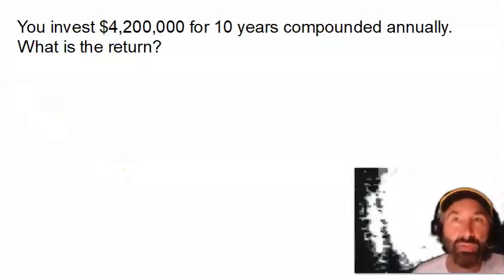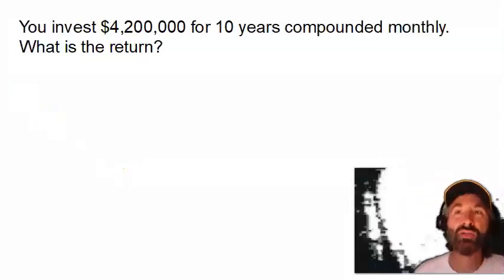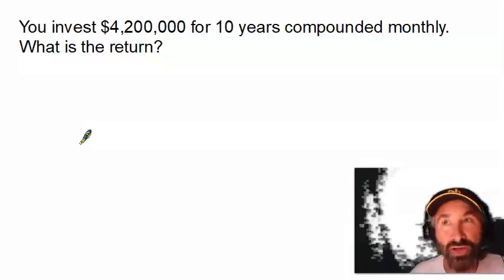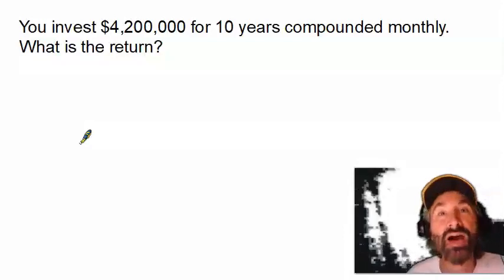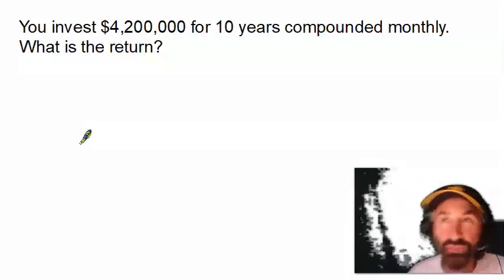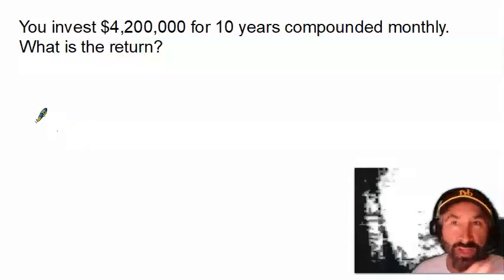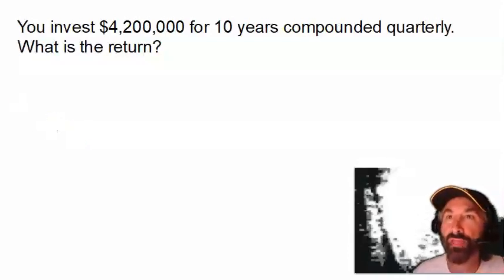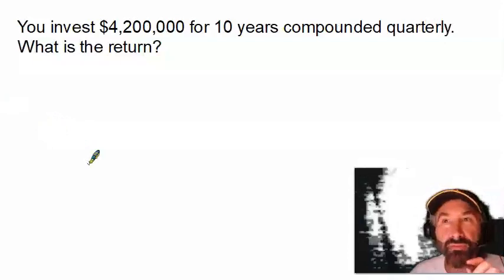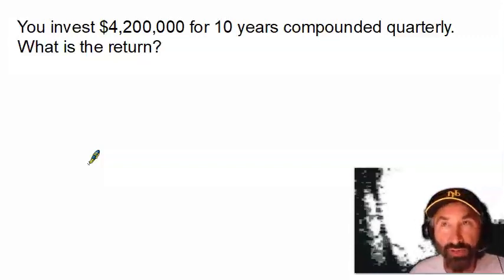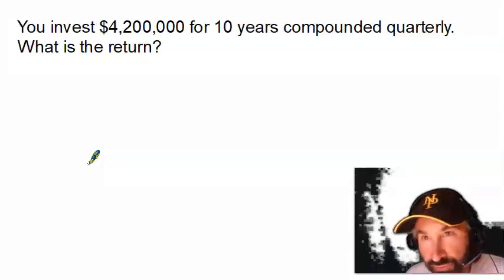Then I would like you to tell me what happens if you invest $4,200,000 for 10 years compounded monthly, and tell me what the result is that you would get, okay? And then finally, one last one, let's go for 3. You will invest $4,200,000 for 10 years, and you will tell me what you get if you compound quarterly, okay? So 3 problems for you to do.